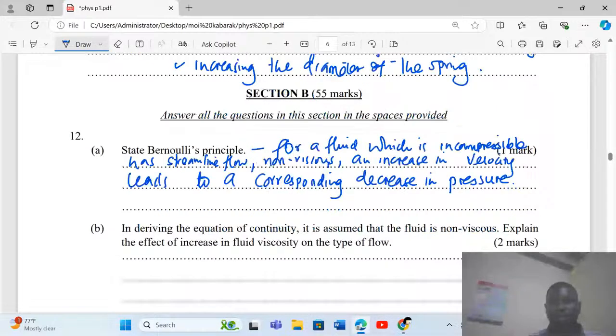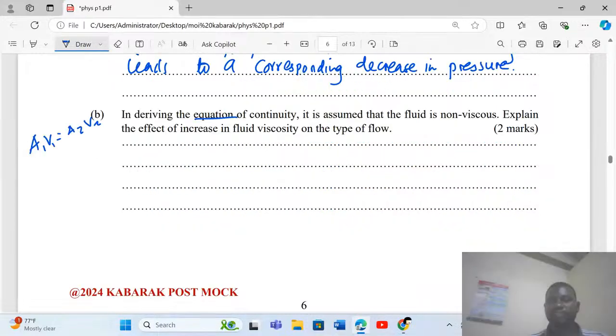In deriving the equation of continuity, explain the effects of increase. So that, explain the effect of increase in fluid viscosity on the type of flow.